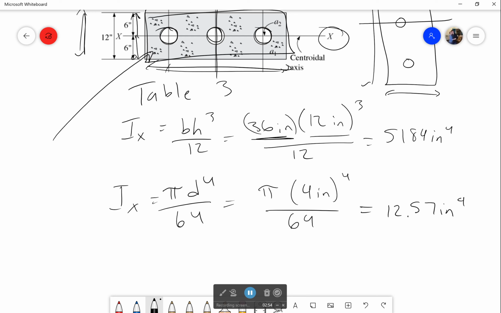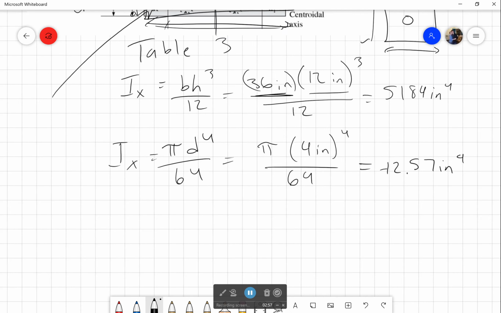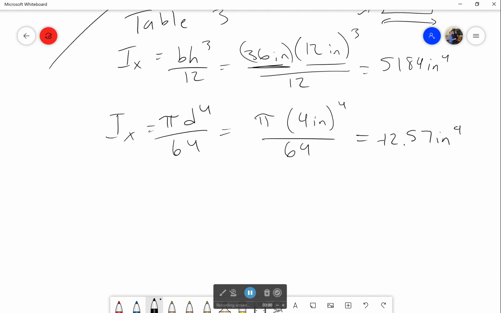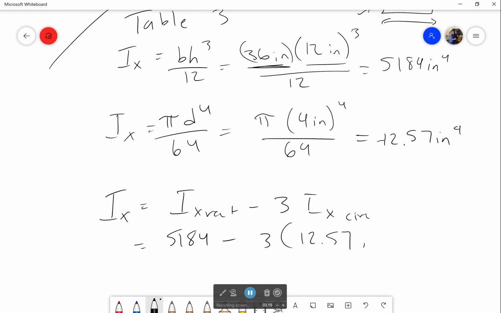Like I said, this will have a negative moment of inertia because it is a hole instead of a solid object. So the total moment of inertia will be equal to the moment of inertia for the rectangle minus 3 of the moment of inertias of the circles. That is 5,184 minus 3 times 12.57, inches to the 4th for both. That comes out to 5,146 inches to the 4th. Okay, and we're done.